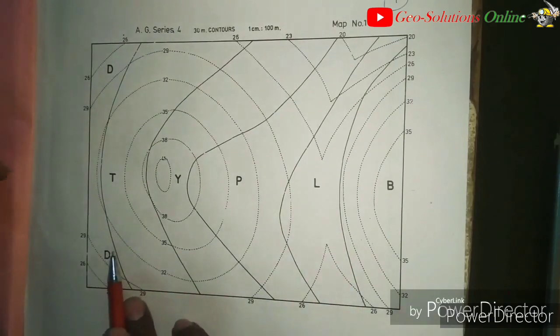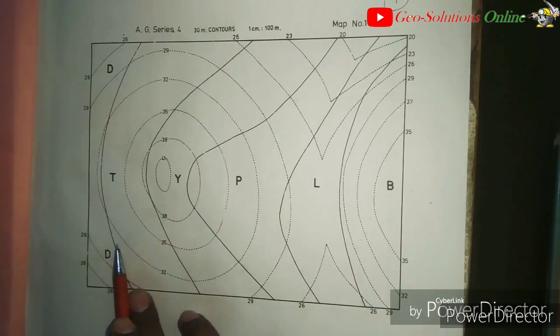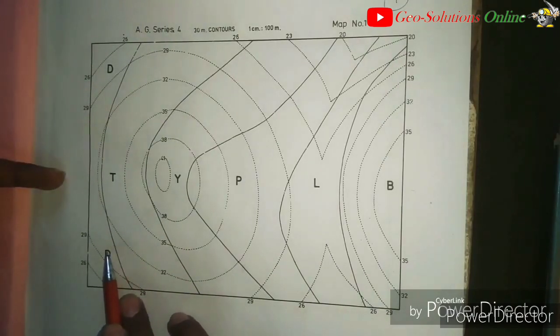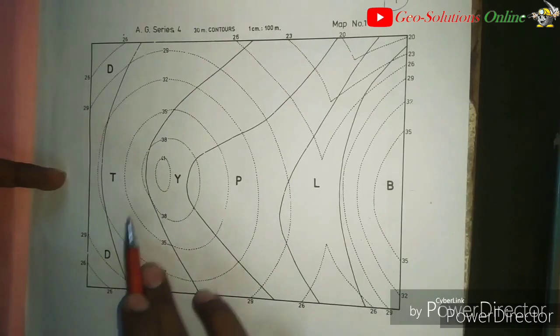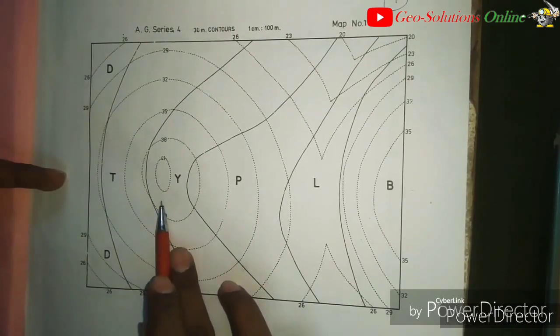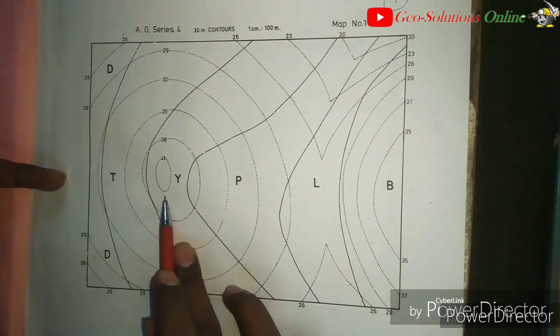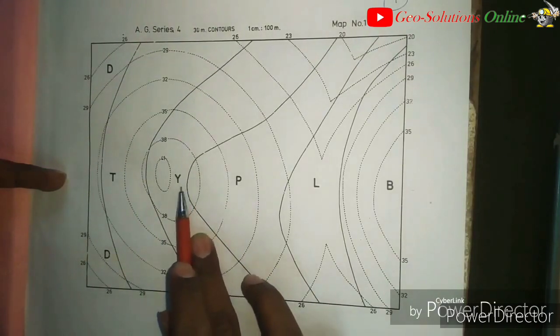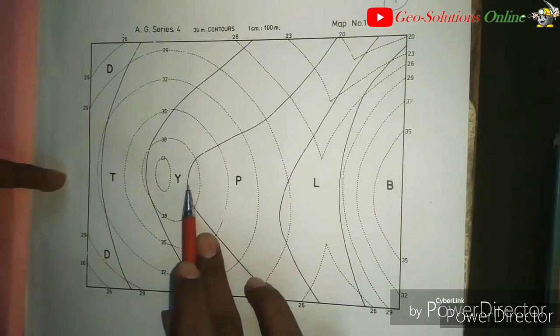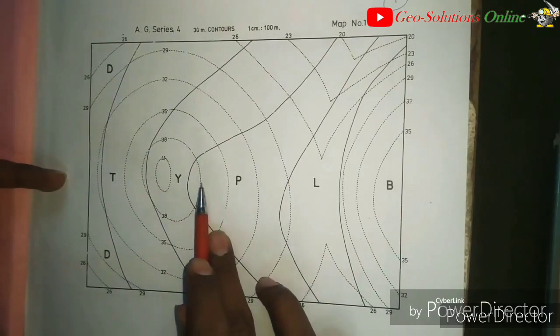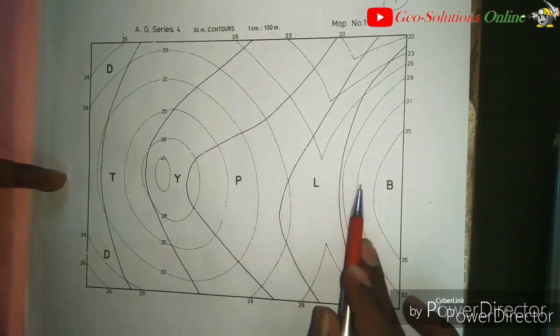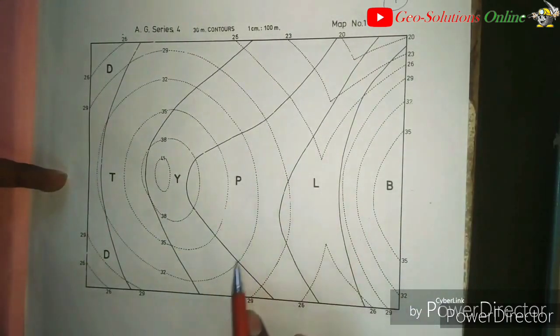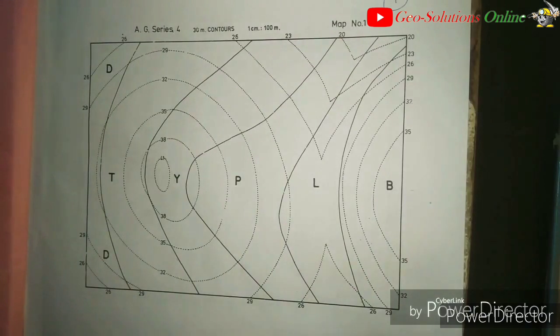It is demarcated as junction DT, which has the boundary of D as well as T beds. This is junction TY because it has the boundary of T and the boundary of Y. This is junction YP because it has the boundary of bed Y and bed P, and so on, PL, LB. This dotted line has some values, which are contour lines.